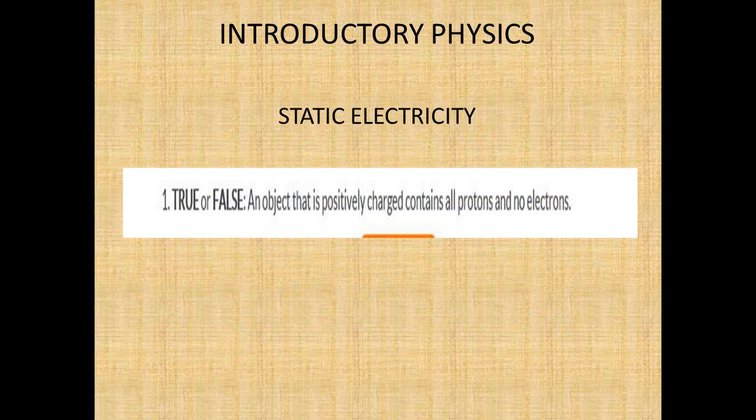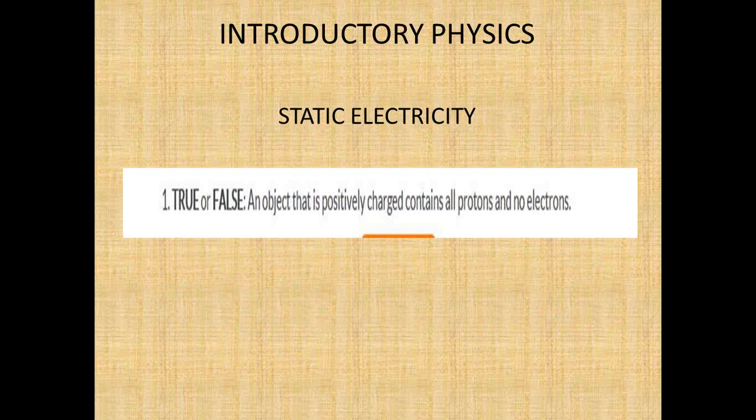All right. So let's do some questions so we fully understand static, the atom. We have to understand the structure of the atom, the behavior of the components of the atom, so we can further understand static electricity fully. So the first question is true or false? An object that is positively charged contains all protons and no electrons. So an object that is positively charged.